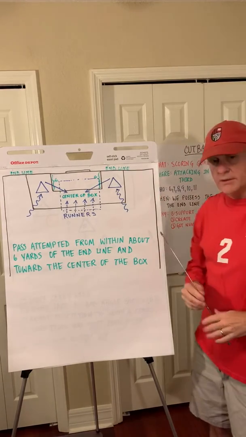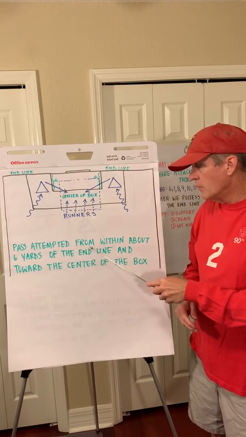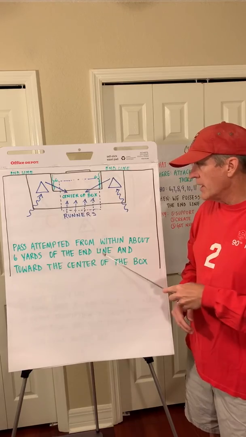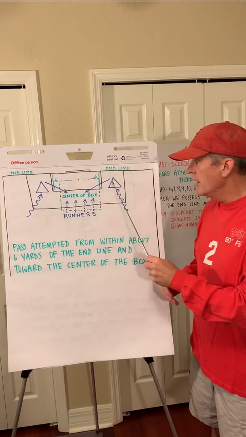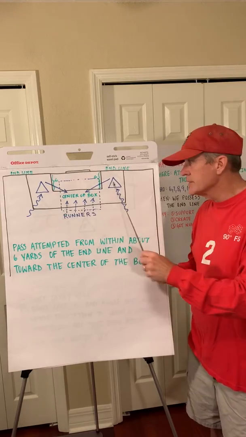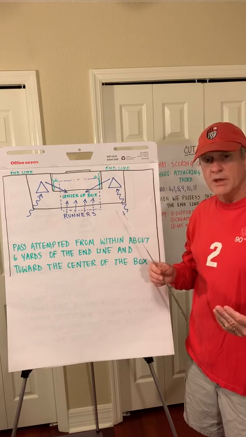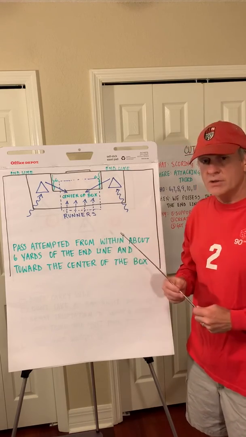Okay, so once again, let's talk about the definition of a cutback. A pass attempted from within about 6 yards of the end line. So you can see right here, I've got 2 of our players. Now this isn't happening simultaneously. I just have 2 here to represent that this clearly can be done from either side of the 6-yard box.